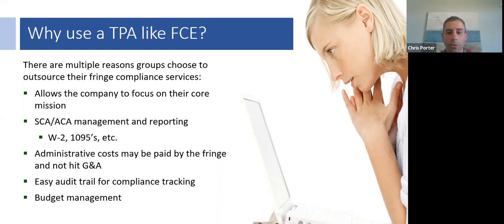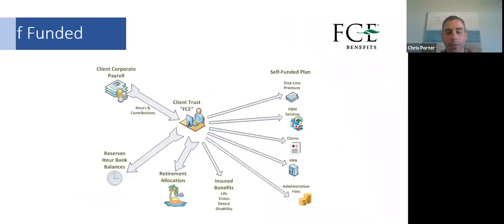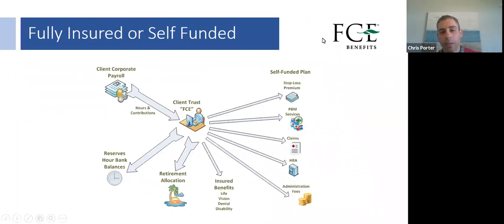So when companies outsource it, they're able to fully fund a health and welfare trust with their fringe dollars. And we're going to show an example coming up here in a minute. And then basically FCE takes over that burden. So typically the client fully funds a trust accurately, timely, and in full. And the plans are typically fully insured, self-funded, or level funded. And we present clients with various options for them to choose from.